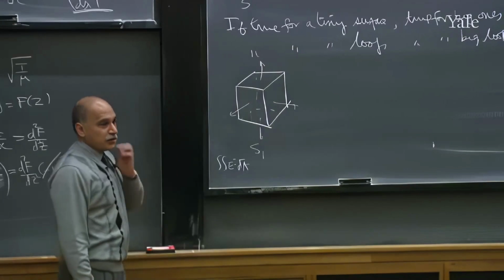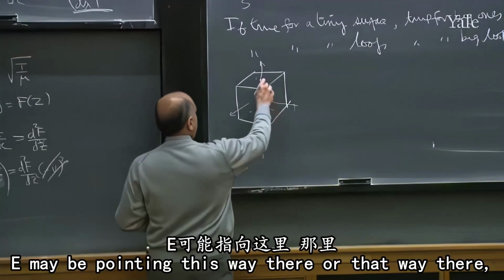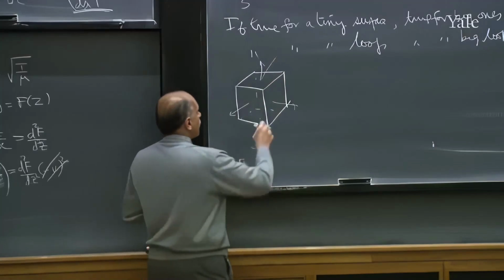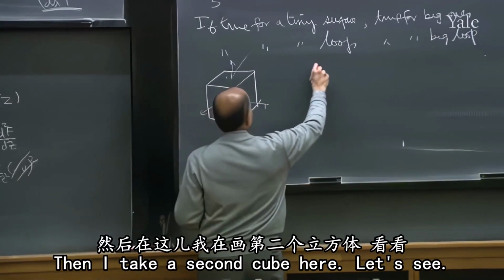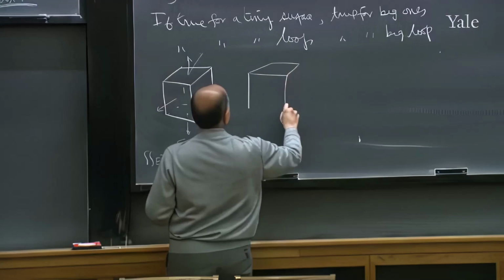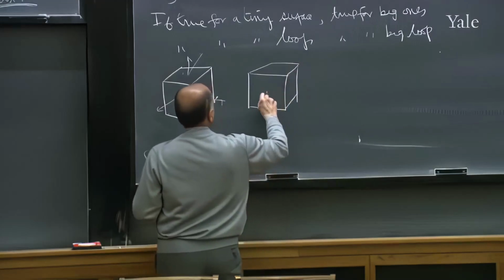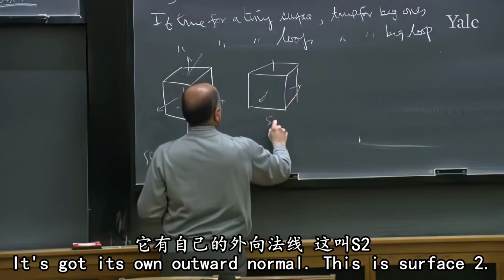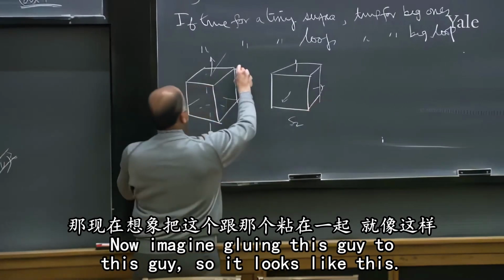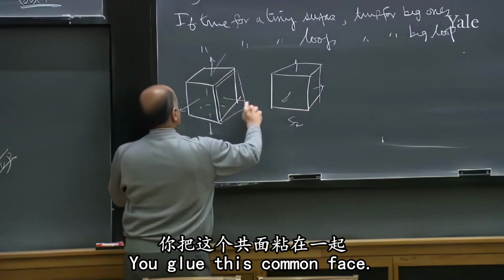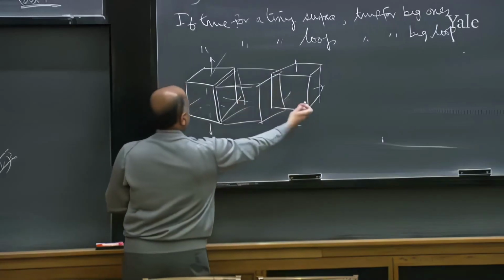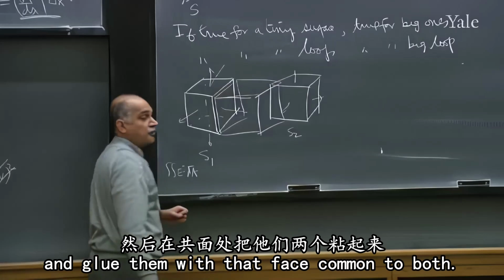So you take the little cube. E may be pointing this way there or that way there, but you take the dot product with the area and you add them. Then I take a second cube here. And it's got its own outward normal. This is surface 2. Now imagine gluing this one to this one so it looks like this. You glue this common face. Bring that surface over and glue them with that face common to both.